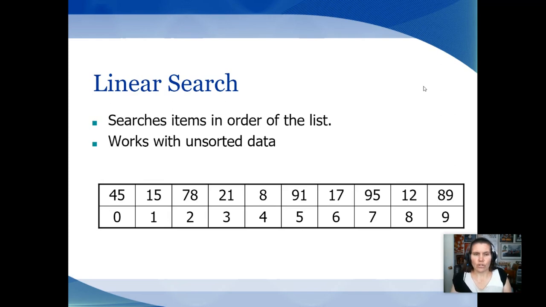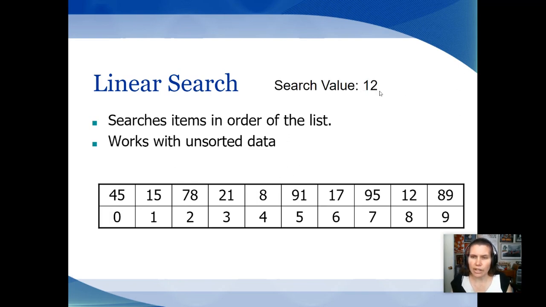So a linear search works with unsorted data. You could do this with a linked list. You could do this with an array. You wouldn't have to do it with a binary tree because that's already sorted. But if the data is unsorted, there's no particular order we could go in.